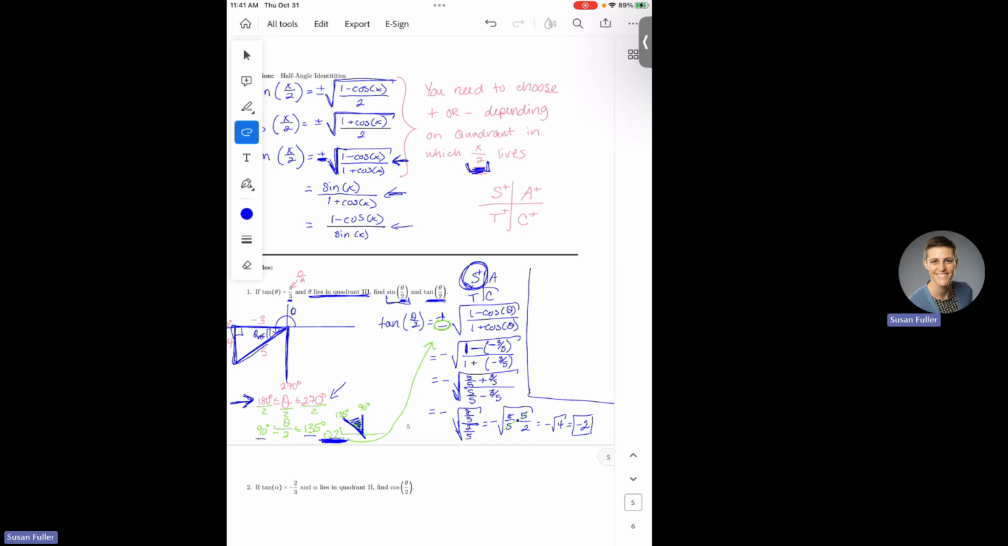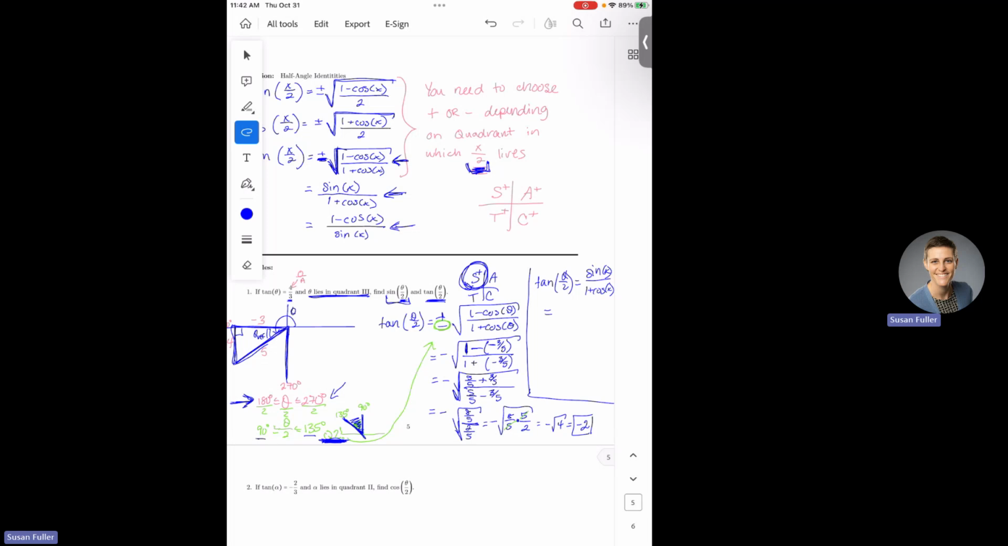Now, what if I had picked one of the other versions, right? What if I had picked one of these guys? I'm going to take the middle one just for fun. And so what if I take sine of x over 1 plus cosine of x? I'm going to pick this one. Notice this doesn't have a plus or minus. So if I had picked this one from the beginning, I would not have had to choose that plus or minus based on where theta over 2 is. I just do the problem.